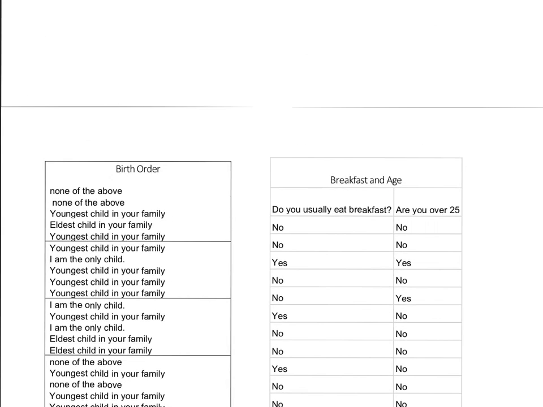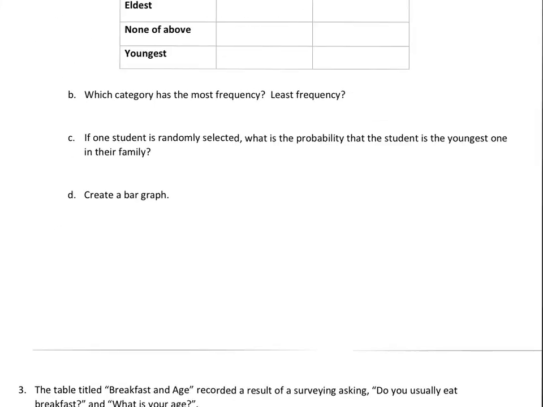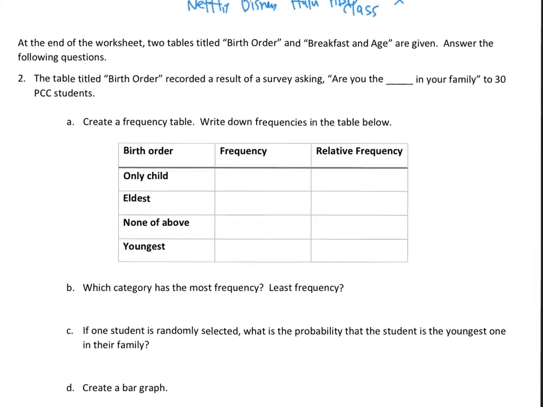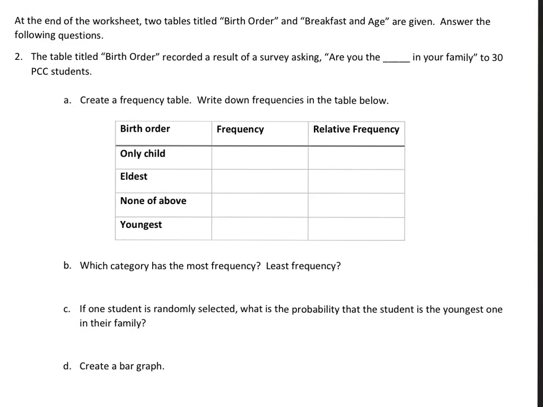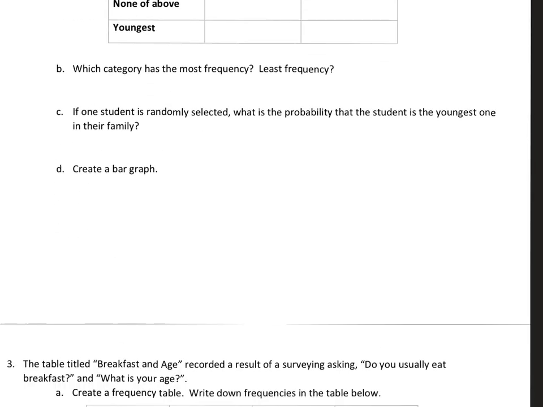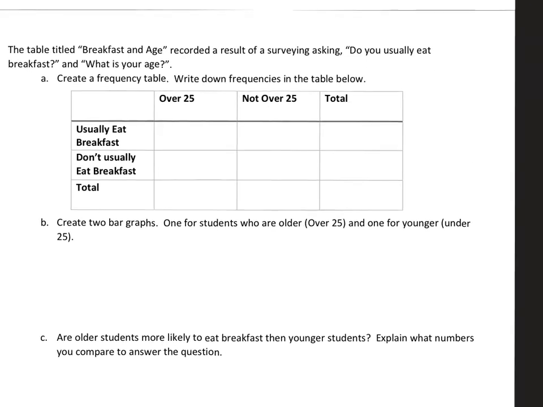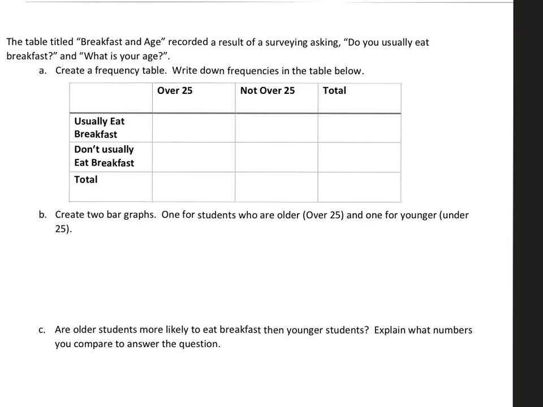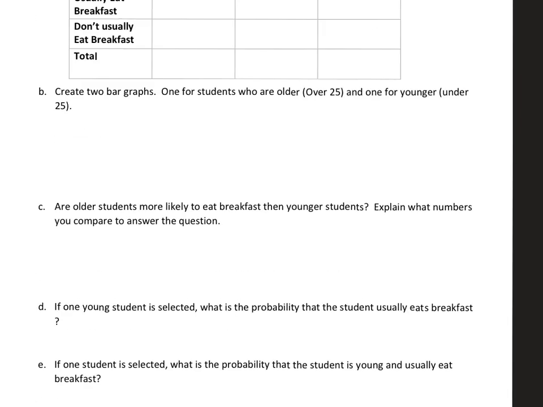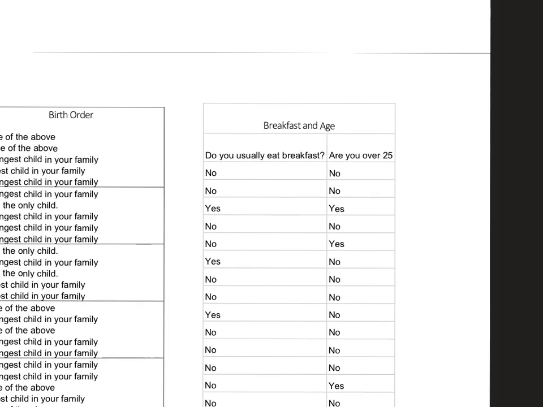So here I'm going to have you use that data set that's given to you. See if you can answer number 2, kind of the same thing. Number 3 is a slightly different type of data. Here we have 2 categories: over 25, under 25, usually eat breakfast, usually don't. So this one you have to kind of tally up. So for example, if I look at the data set, the first person, no.